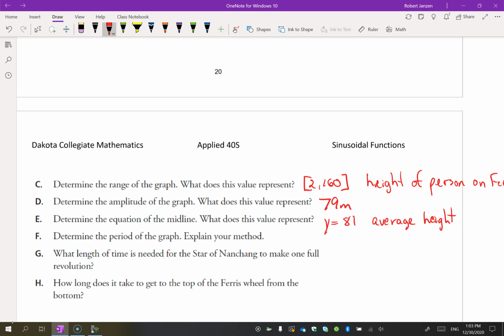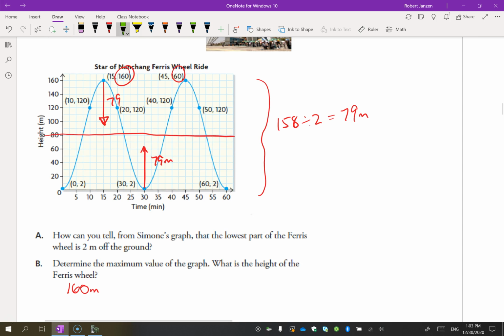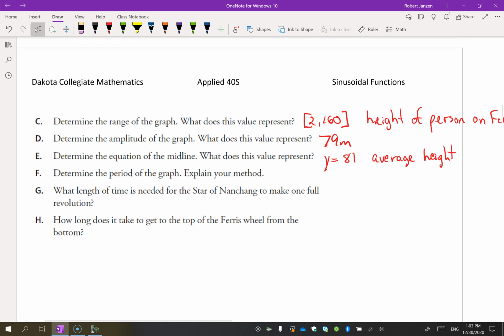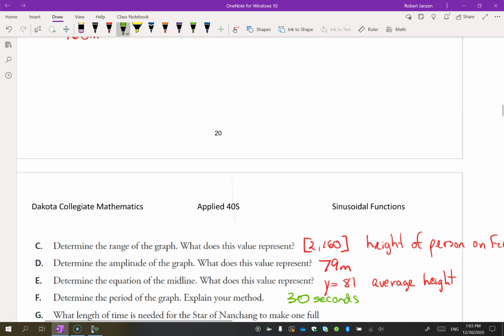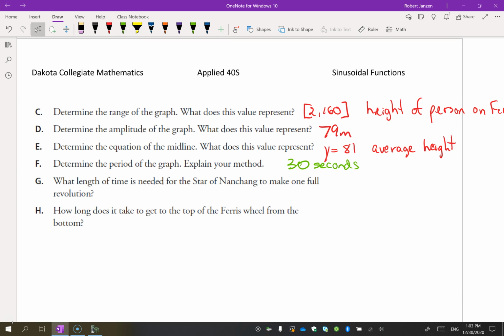And the period. Well, the easiest way to do the period is to either look at one of the low points or one of the high points and see when that happens again. In this case, it's pretty easy to see that the low point is from 0, and the next low point is at 30. So the period is 30, I think it's seconds. Is it seconds? No, it's minutes. Wow, it takes 30 minutes to go once around.